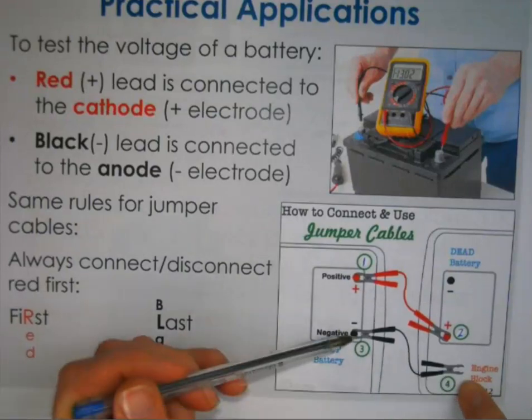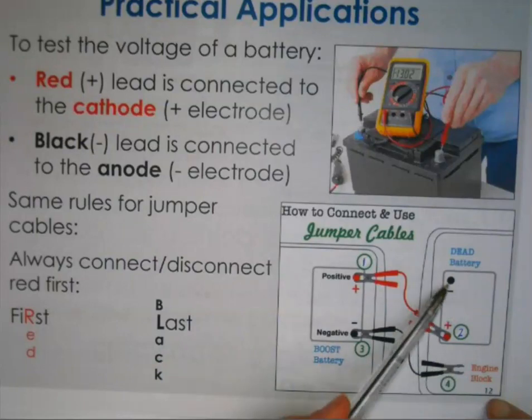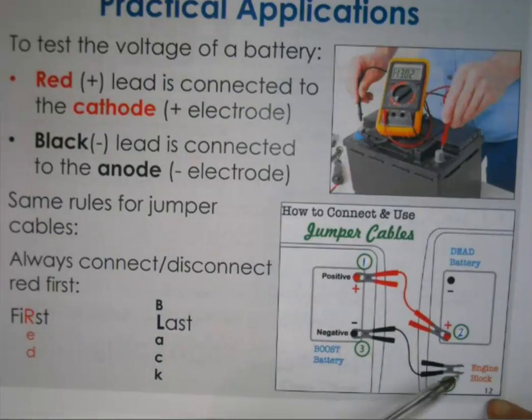So one last thing to also be aware of is you connect the final black, I don't know what you call that, the clip-on thing. You connect it to somewhere on the engine block. So you find like a bolt or a screw or something like that that you can connect it onto, not onto the dead battery.